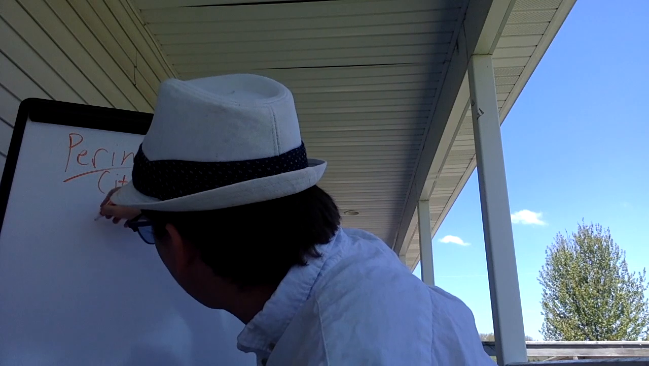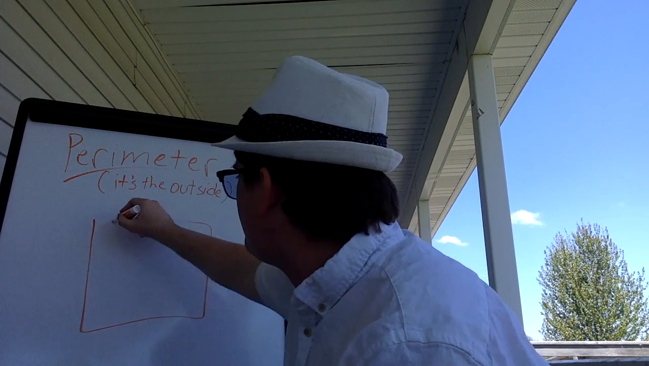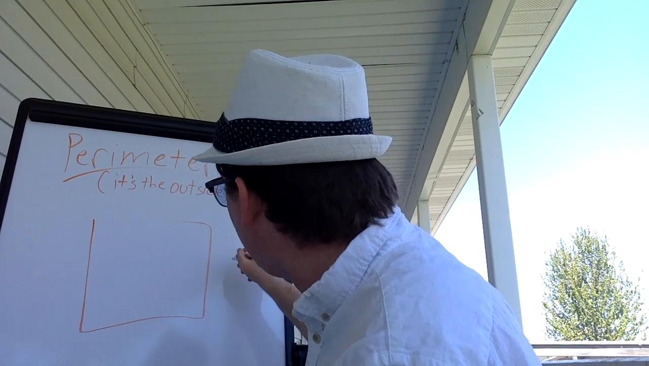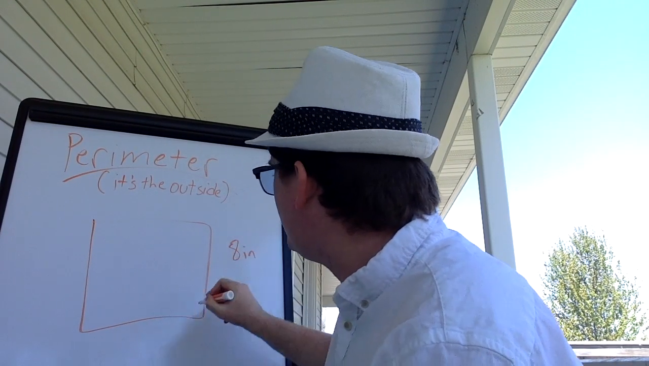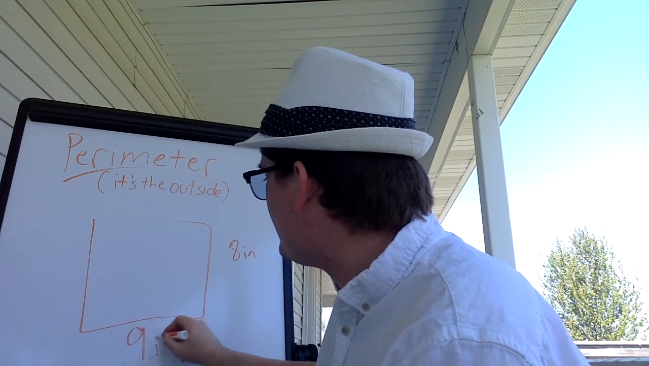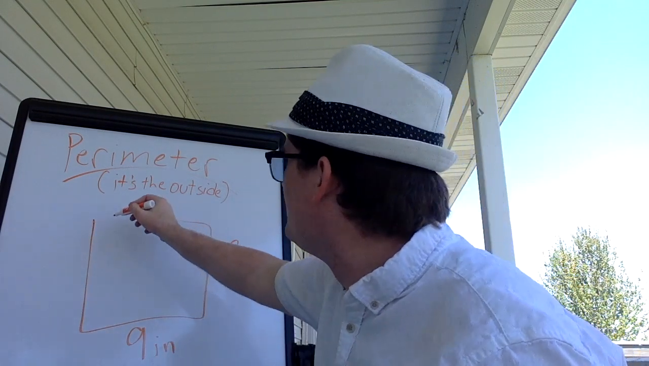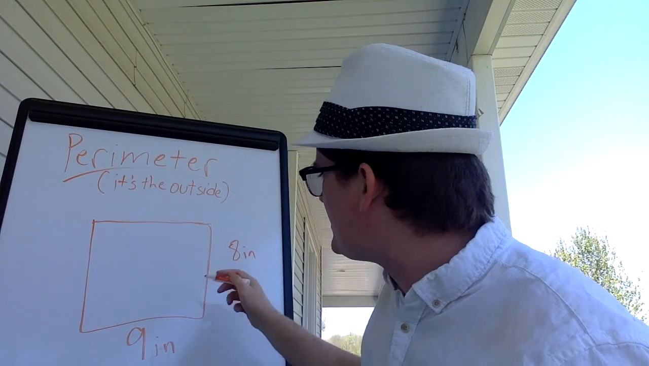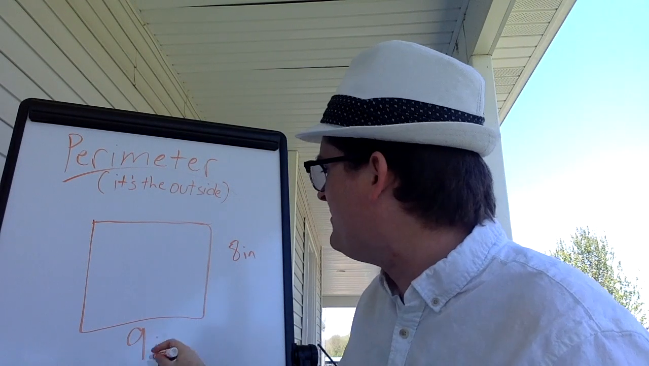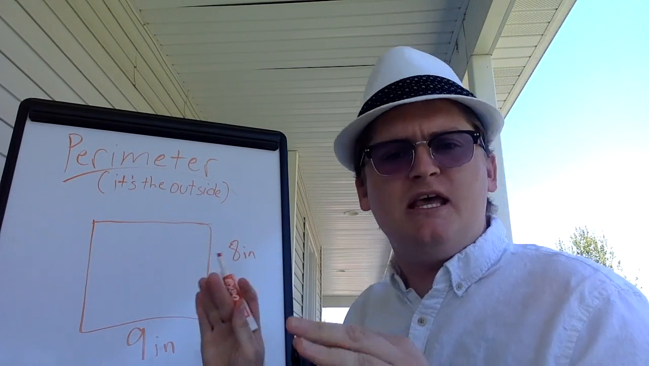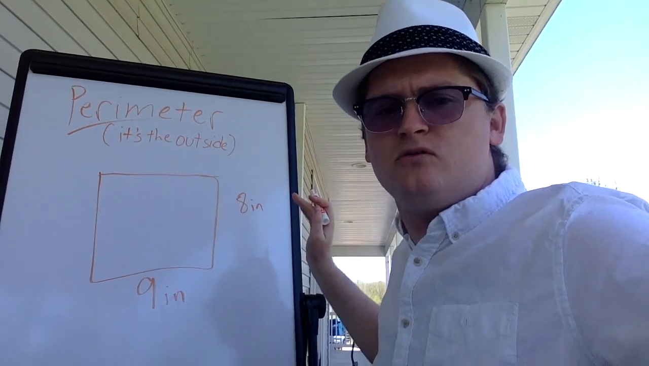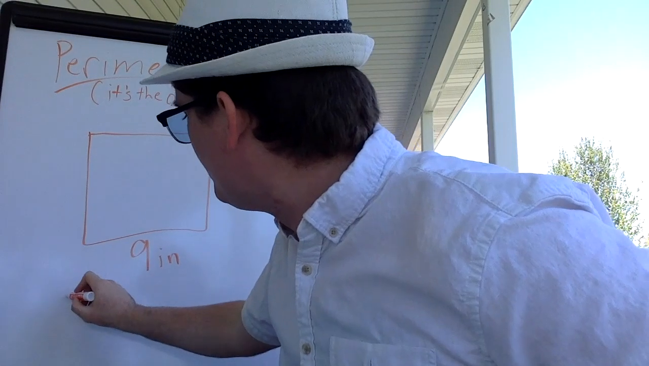So it's a picture frame. I'm going to draw a nice little picture frame, and I know that one side length is 8 inches and the other one is 9 inches. Now, here's a little trick I want to teach you. Because we know the 2 side lengths, we can add up 9 plus 9 and 8 plus 8. Easy peasy, right? Or we can do this right here.